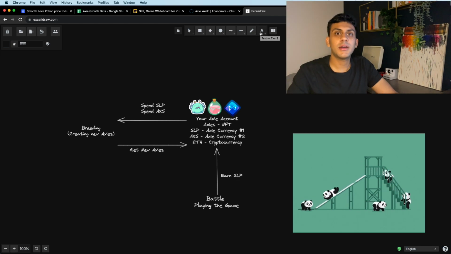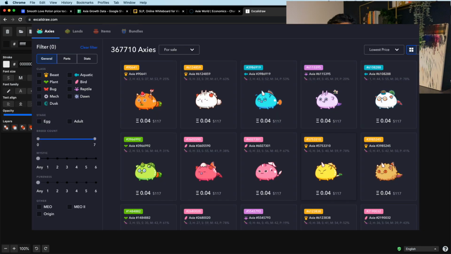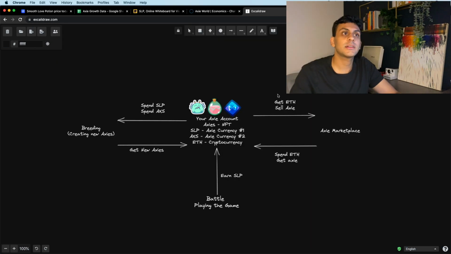The next main item of the Axie Infinity ecosystem, and it's not as important because it doesn't utilize SLP, I just wanted to quickly go over it, is the Axie Marketplace. Within the Axie Infinity Marketplace, players actually interact with each other to buy and sell their digital assets. So you can see here, I wrote you would get ETH if you sell your Axie, and if you spend ETH, you get an Axie.